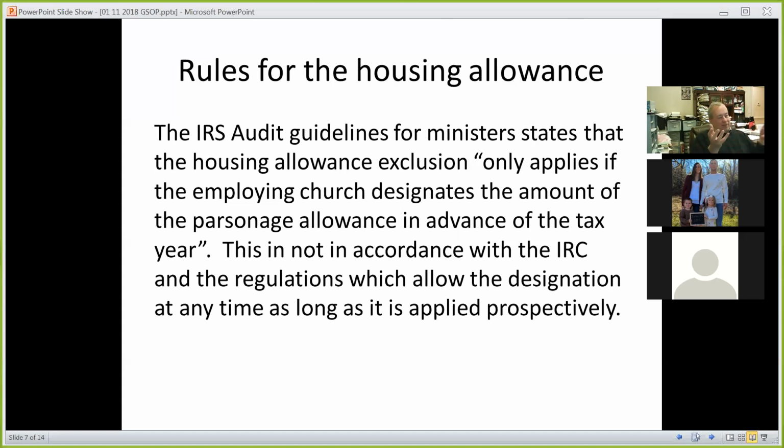So if you ever run into an issue being audited about housing allowance, you need to be aware that their audit guide says that it has to be designated before the tax year begins, but that is not what the law says. As I say, that's not in accordance with the Internal Revenue Code or the regulations, which allows that designation at any time as long as it's applied prospectively.